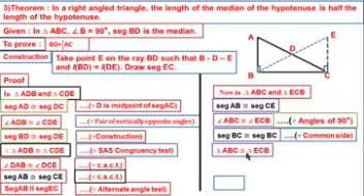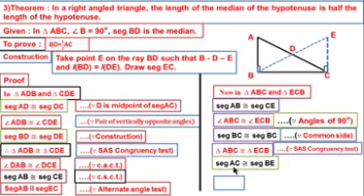Triangle ABC is congruent to triangle ECB by side angle side congruency test, and therefore segment AC is congruent to segment BE, corresponding sides of congruent triangles, and therefore BD is equal to 1 half AC.